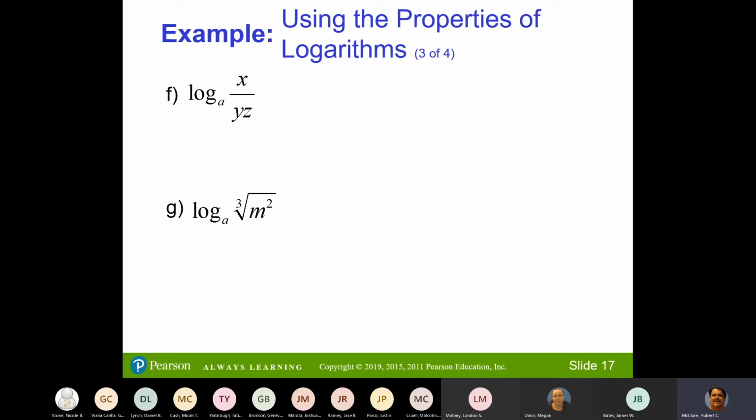log base A of x over yz and log base A of the third root of m to the second power. Okay.